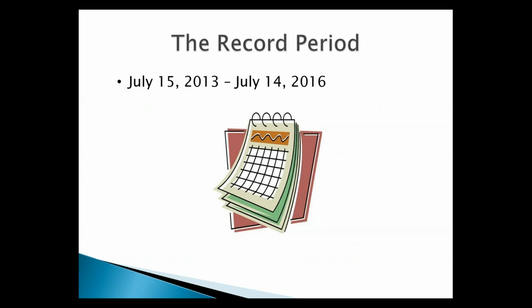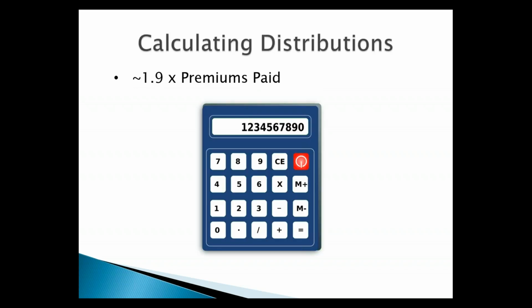Policies receiving a distribution must have been in effect between July 15, 2013 through July 14, 2016, which we'll call the record period. The portion of the money distributed for each policy in effect during the record period is approximately equal to 1.9 times the sum of the premiums paid on each policy during that time. As an example, if the total premiums paid on a given policy were $500,000, the distribution will be approximately $950,000.